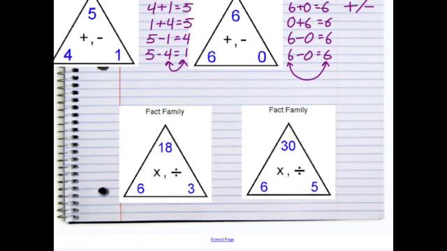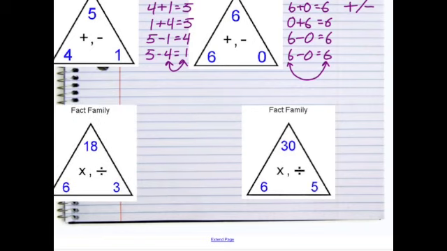I'm going to do a couple of fact families in terms of multiplication and division. So the first one says 18, 6, and 3. So how can I combine those numbers to create that fact family? Well, let's start with multiplication. So 6 times 3 equals 18. 3 times 6 equals 18. 18 divided by 3 equals 6. And 18 divided by 6 equals 3.